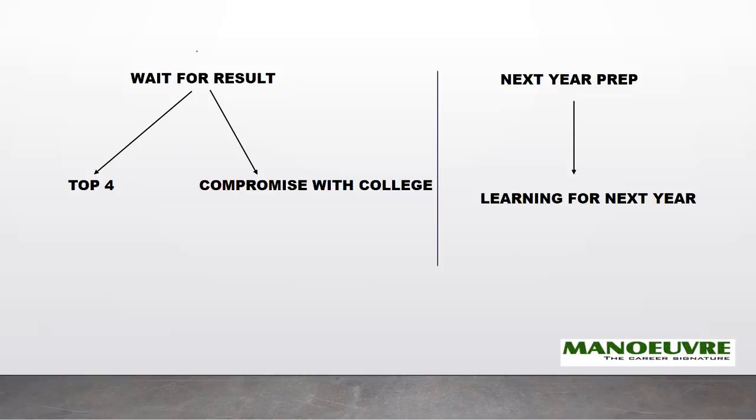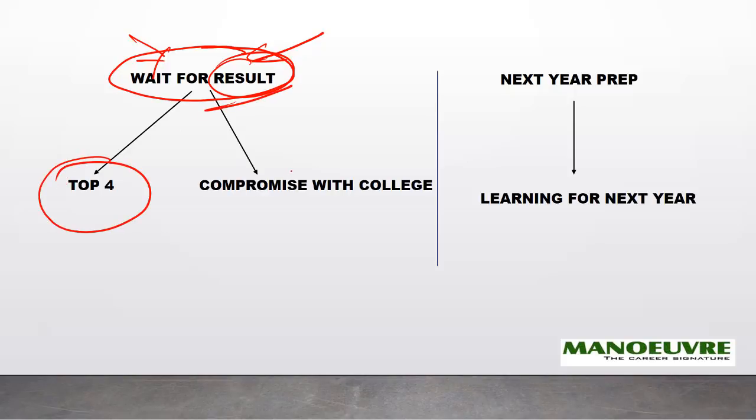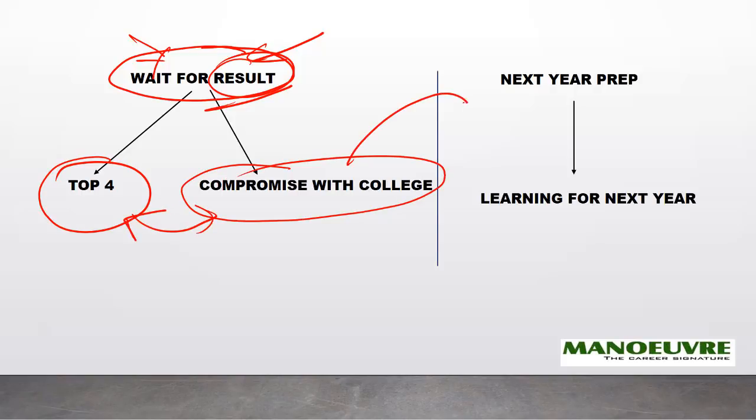So CET 2018 is done, guys. Now you have to wait for the result. Whatever the paper was, just forget about it. Don't be intense, and just enjoy till the time you get your result. After the result, two things can happen, guys. Either you will go with the top 4 colleges, or else you have to compromise with the colleges. Or else you have to think about next year's CET.